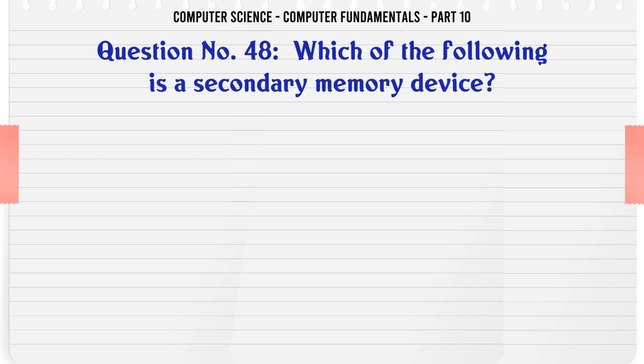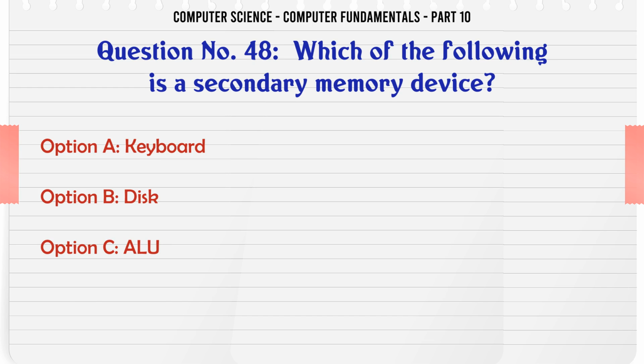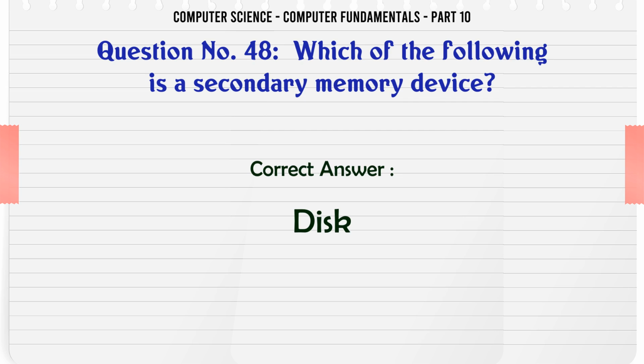Which of the following is a secondary memory device? A. Keyboard. B. Disk. C. ALU. D. All of the above. The correct answer is disk.